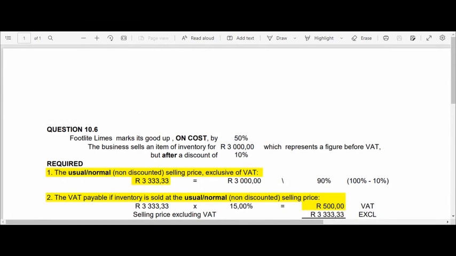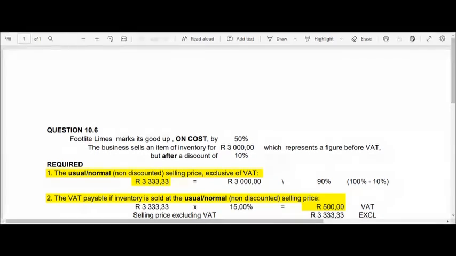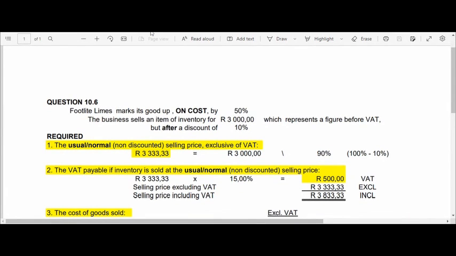Let me just go back to the question. Then the second part, what is required: the VAT payable if inventory is sold at the usual or normal non-discounted price. So what they are saying, if you had sold it at 3,333 rands, what would the value-added tax be on that? You simply add on the 15%, right? So you simply add on the 15%. Yes, Inati. Oops, what have I done now?